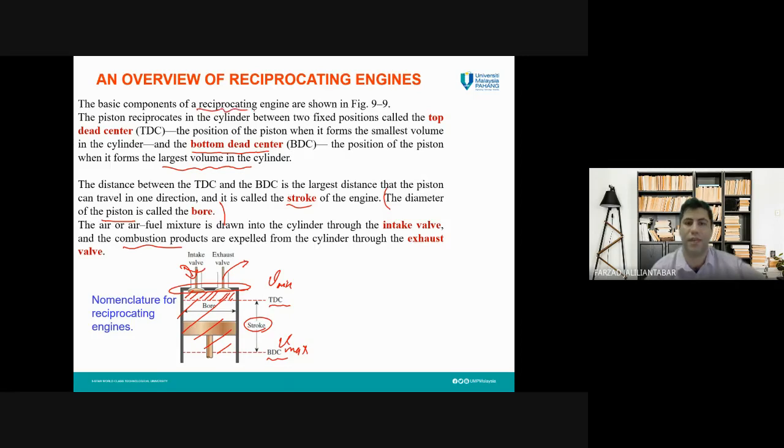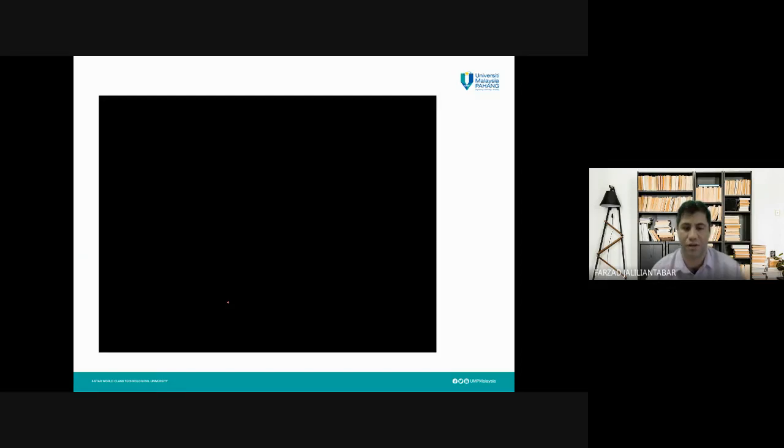This is generally what we have in a reciprocating engine. We call it a reciprocating engine because, as you have seen in a previous slide and video, we need different structs to run the engine. Now, in another video, I'm going to show you more detail about this. Let me just play this video.